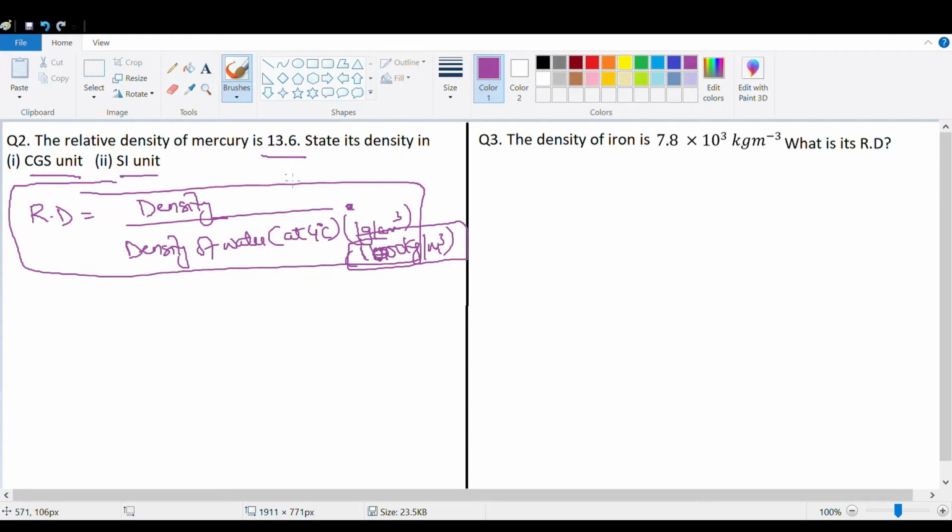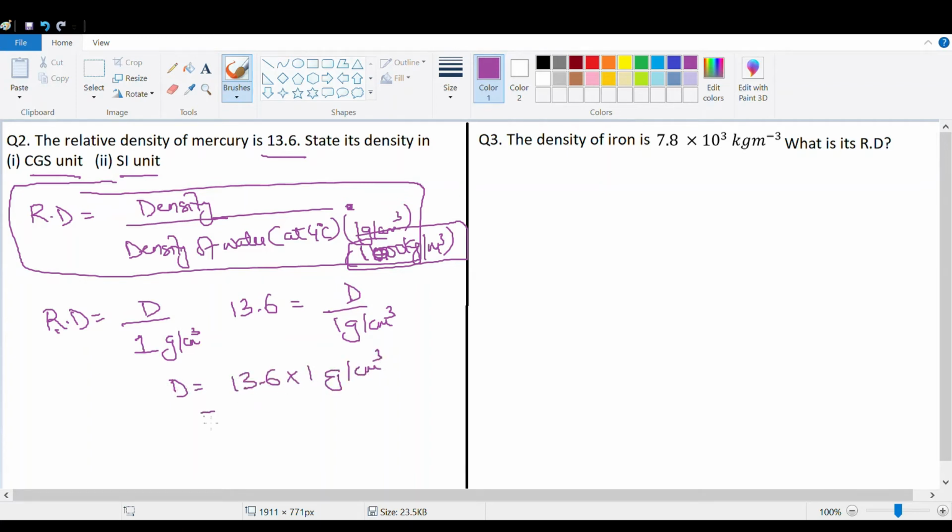So when you are converting it from relative density into CGS, the value does not change because this is being divided by 1. So if I can solve it once, relative density is equal to density upon 1 gram per centimeter cube. In this case, relative density is given as 13.6 is equal to density upon 1 gram per centimeter cube, which means density would be equal to 13.6 into 1 gram per centimeter cube, which is 13.6 gram per centimeter cube. So the density is 13.6 gram per centimeter cube.